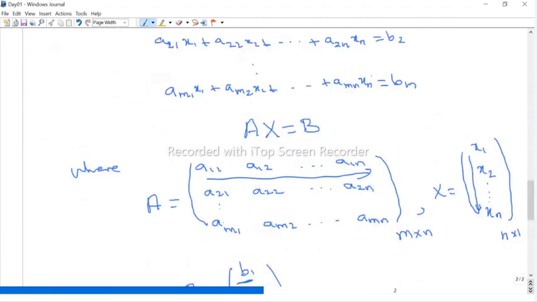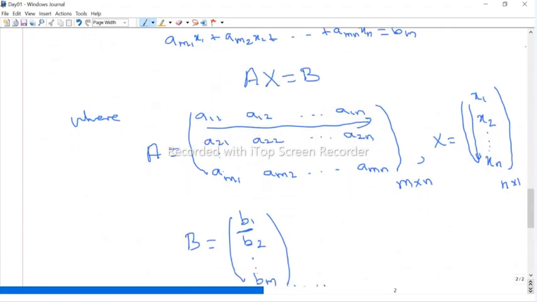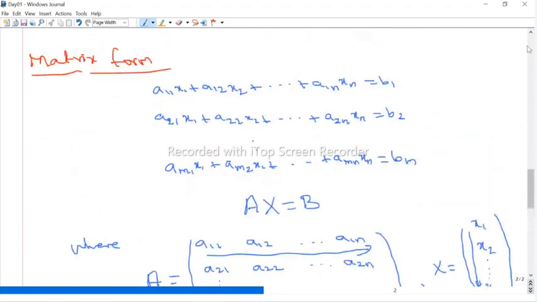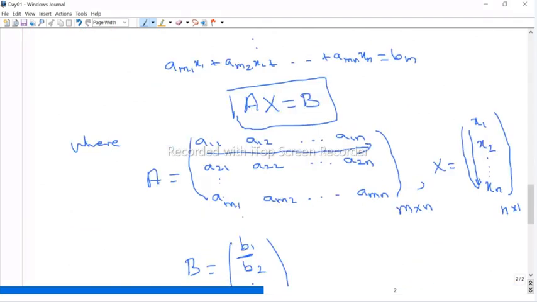Now, if we take the second row and multiply with this X1, X2, etc., Xn, and then equal to B2, we get the second equation. Therefore, the system of equations we can write in matrix form: Ax equal to B. So this is called the matrix form of a system of equations. Now this A is called the coefficient matrix.